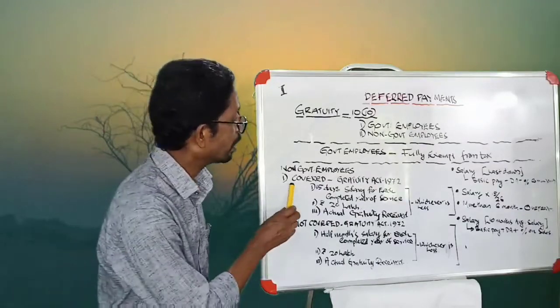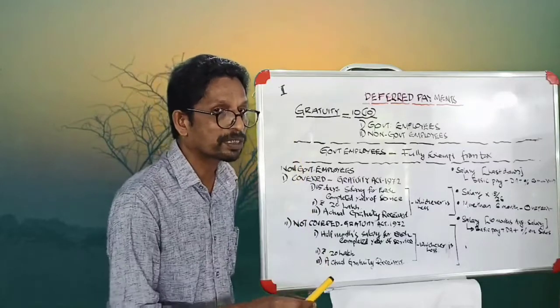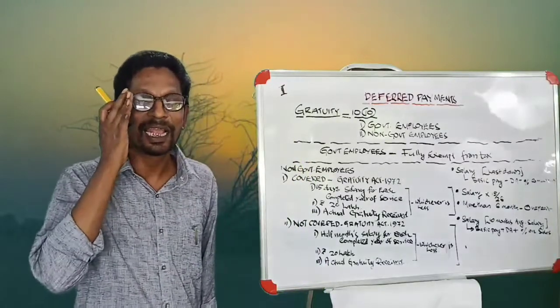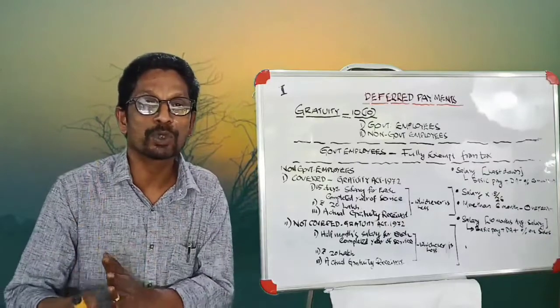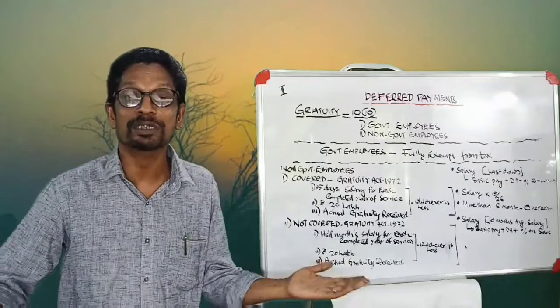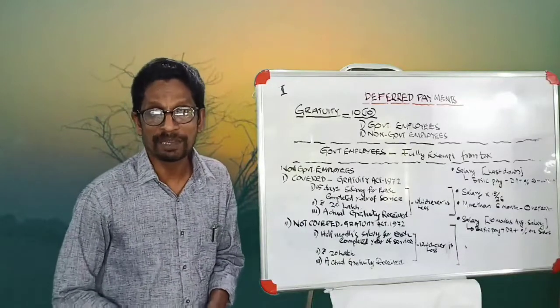First case, we are repeating: the non-government employees can be classified into how many divisions here? Two divisions. The employees who are covered by the Act of 1972 and the employees who are not covered by the Act of 1972.